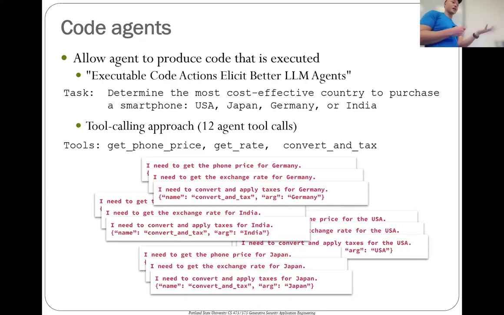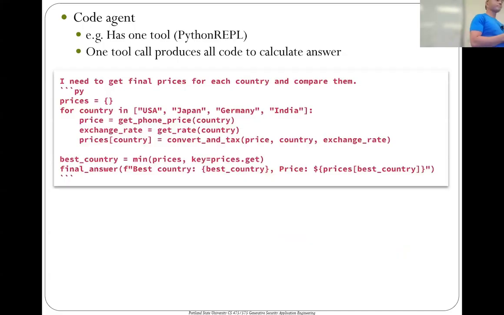So a code agent could be like, you know what? I can just create this Python loop, and I'm going to call all of this in a loop: get phone price, get rate, convert and tax, and then be done. So that's why you would do a code agent. The level of abstraction at the tool level is too coarse. I need fine-grained access to the Python REPL.